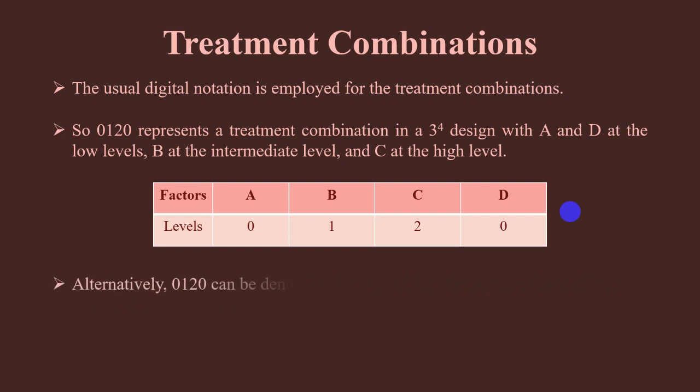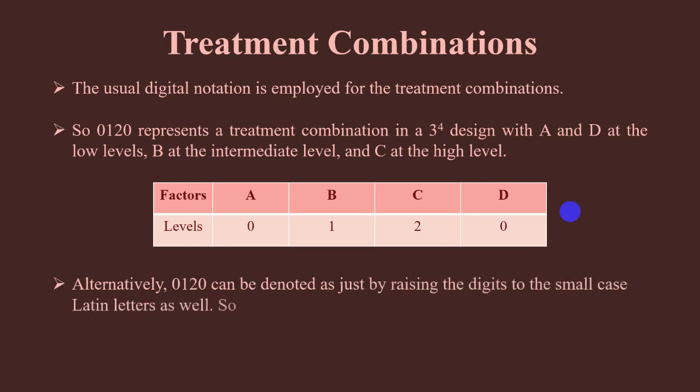Alternatively, 0120 can be denoted by raising the small case Latin letters to these digits. So A raised to 0, B raised to 1, C raised to 2 and D raised to 0. So A raised to 0 is 1, B raised to 1 is B, C raised to 2 is C square and D raised to 0 is again 1. So this gives us the treatment combination BC square.